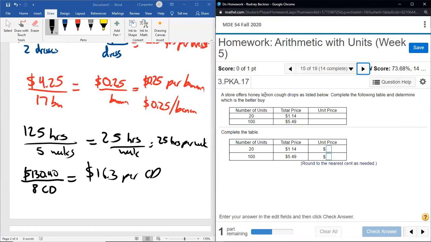All right, the store offers honey lemon cough drops as listed below. I think the homework heard me. That's kind of funny. Complete the following table and determine which is the better buy.